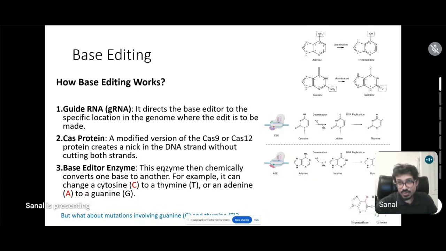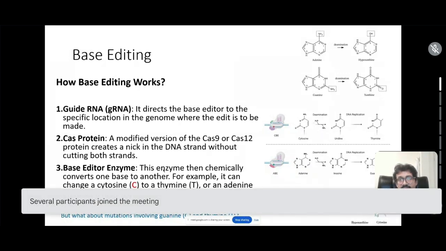For example, as you know, adenine has an amino group. When you remove the amino group, what will you get? A hypoxanthine, right? Guanine is deaminated and you will get xanthine.